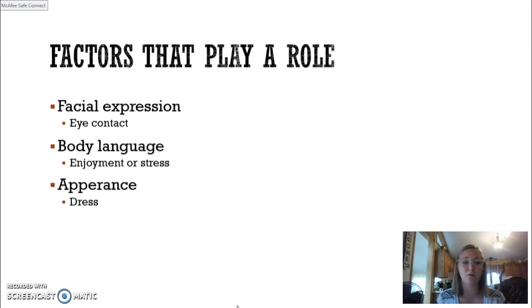Body language is another factor that plays a role. And that can show enjoyment. You can look at somebody and know if they're enjoying what they're doing by having open arms, or you can tell if they're stressed with having their arms crossed or their hands on their hip.